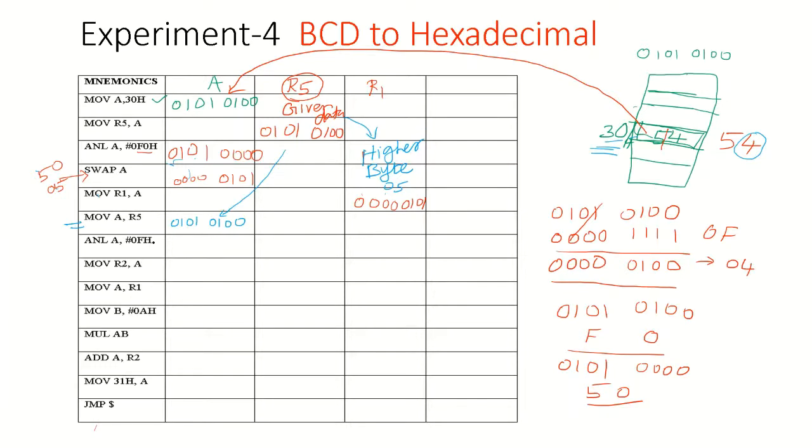Now what you're doing, you are doing AND operation with 0F. Previously you have done with what? F0. When you are doing AND operation with F0, you are getting the higher byte. When you are doing the AND operation with 0F, you will be separating out the lower byte. And that is what is done here.